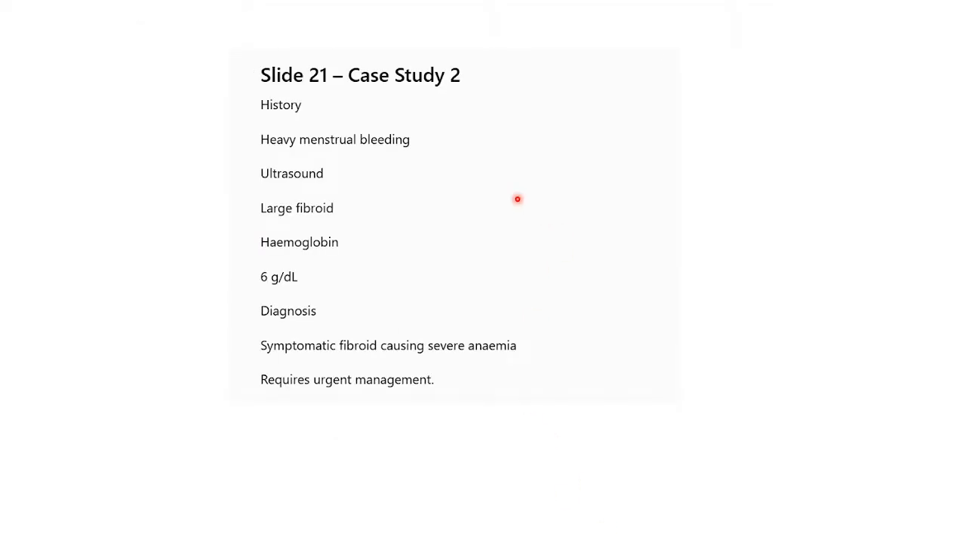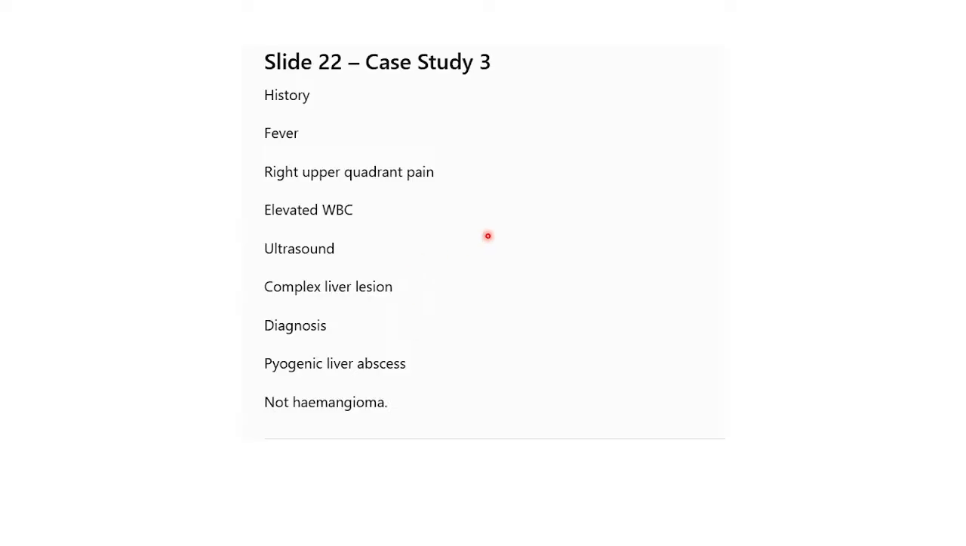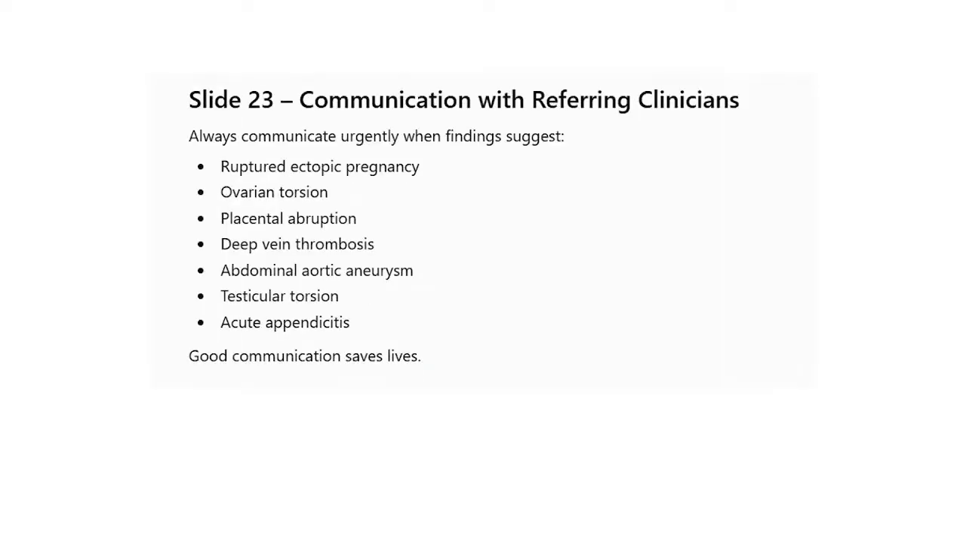So case 2, history, heavy menstrual bleeding, ultrasound, large fibroid, hemoglobin 6 grams per dL, diagnosis, symptomatic fibroid causing severe anemia, requires urgent management. Case number 3, history, fever, right upper quadrant pain, elevated WBC, ultrasound, complex liver lesion, diagnosis, pyogenic liver abscess, not a hemangioma.